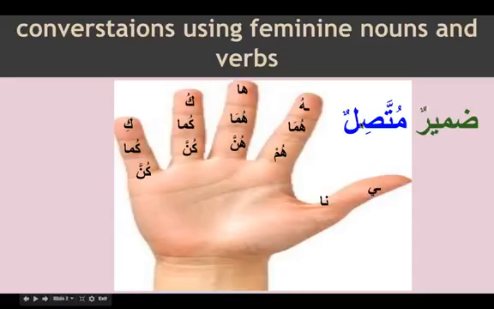Then we have damirun muttasilun. It's attached pronouns. So these are the pronouns which attach themselves to either a noun or to a harf jar or to a zarf or to a verb. So when they are attached to a noun, harf jar or a zarf, then they are majroor, and when they are attached to a verb, then they are mansoob. So we know. So what are these forms? Hu, huma, hum, ha, huma, hunna, ka, kuma, kum, ki, kuma, kunna, i, na.